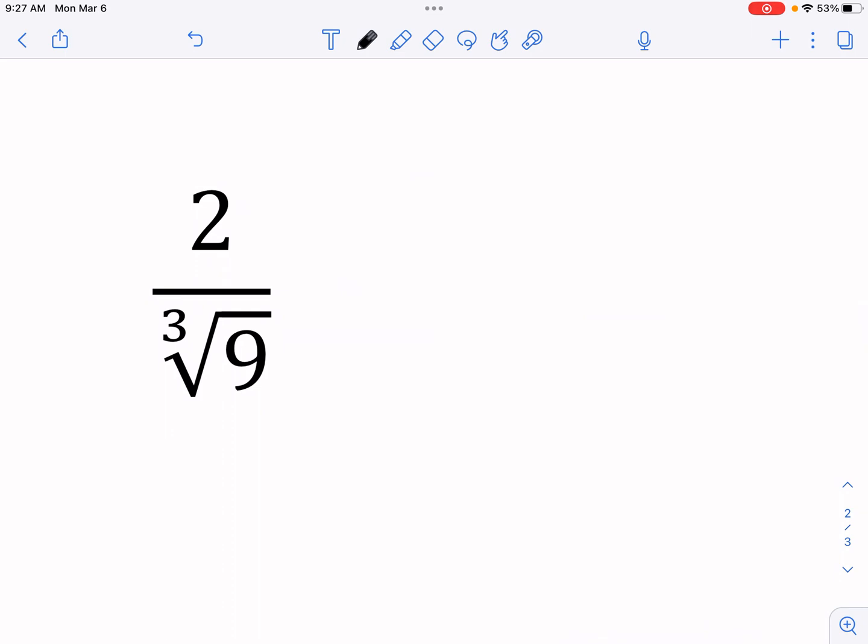So I see we do not have a radical in the numerator, but we do have a radical in the denominator, which we cannot have. So the process, whatever that bottom is, multiply the top and bottom by this. And we have a cube root of 9.